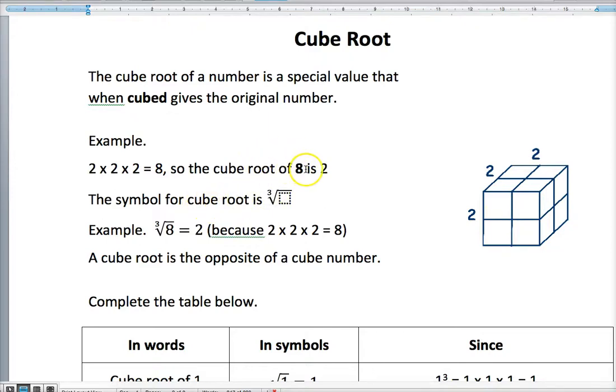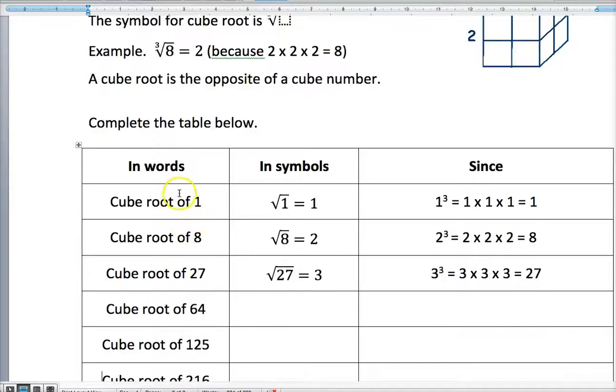So, we can say the cube root of 8 is 2. And we write it like this. The cube root of 8 is 2. What times what times what gives me 8? It's 2 times 2 times 2. It's got to be the same number. So cube rooting a number is the opposite of cubing it. So cube root of 1. What times what gives me 1? Well, 1 times 1 times 1 is 1.